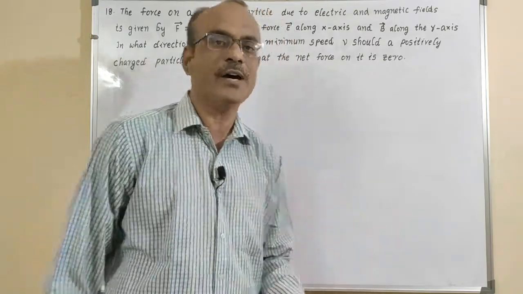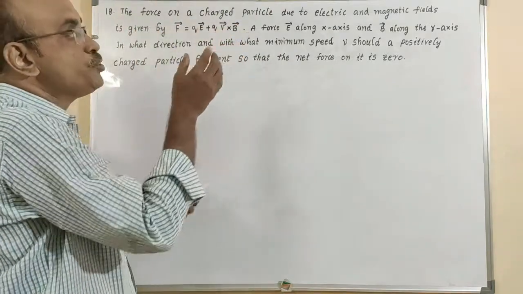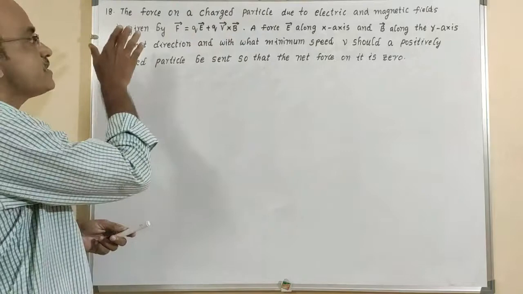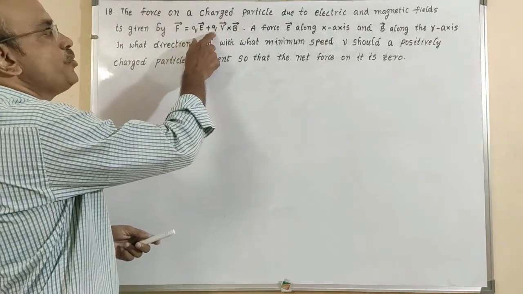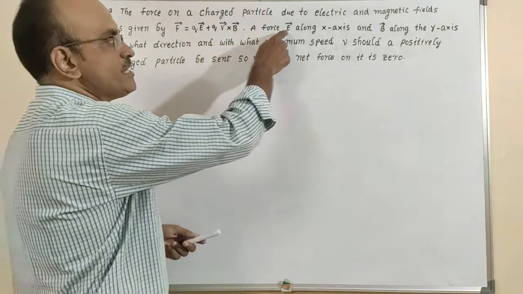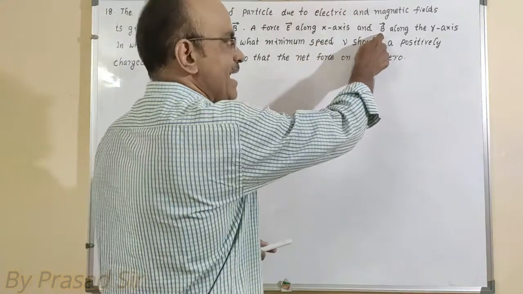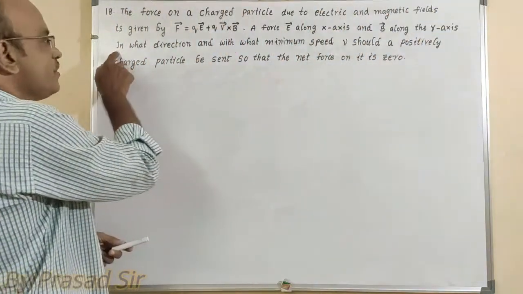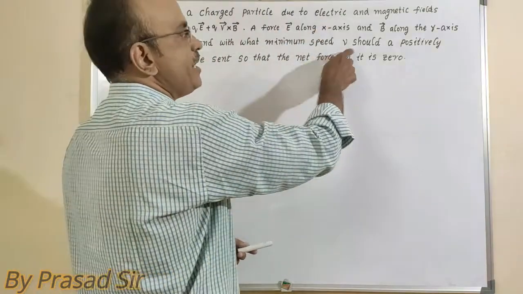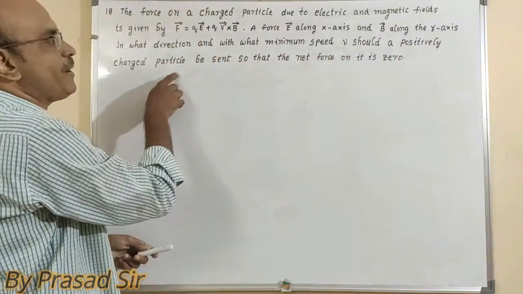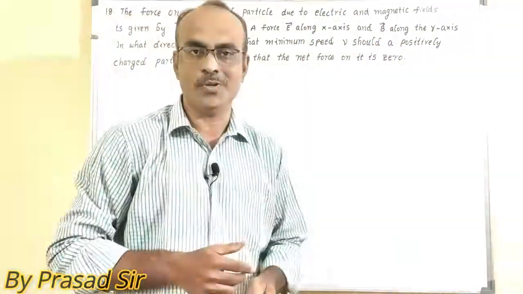Now the question number 18. The force on a charged particle due to electric and magnetic fields is given by F vector equal to Q into E vector plus Q into V cross B. Given E, that is electric field, along x-axis, and B, magnetic field along y-axis, in what direction and with what minimum speed V should a positively charged particle be sent so that the net force on it is zero.